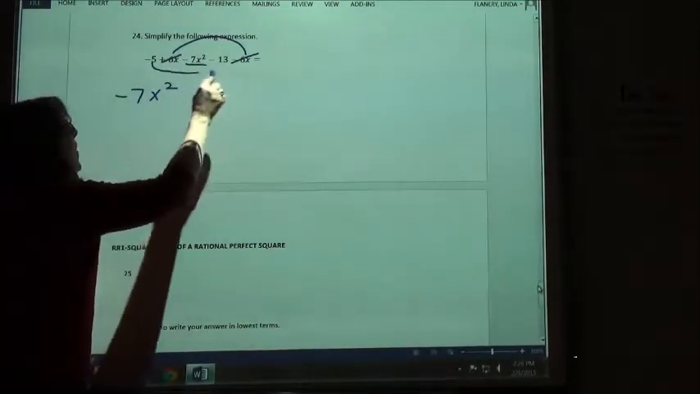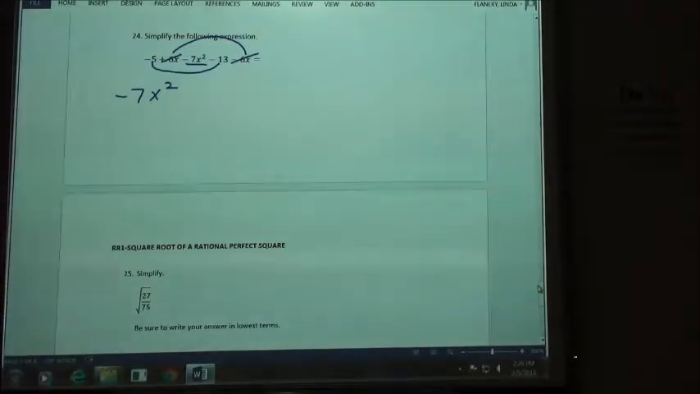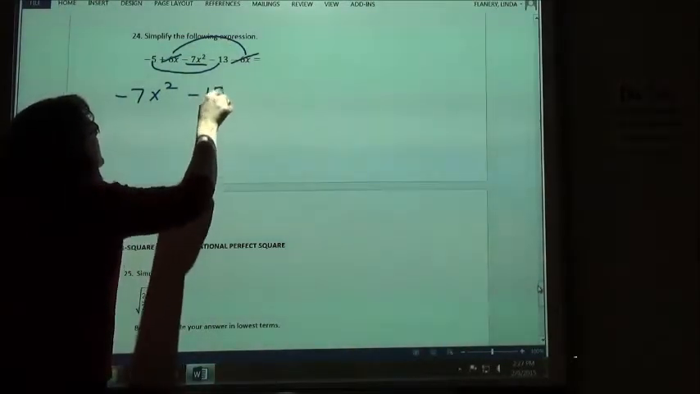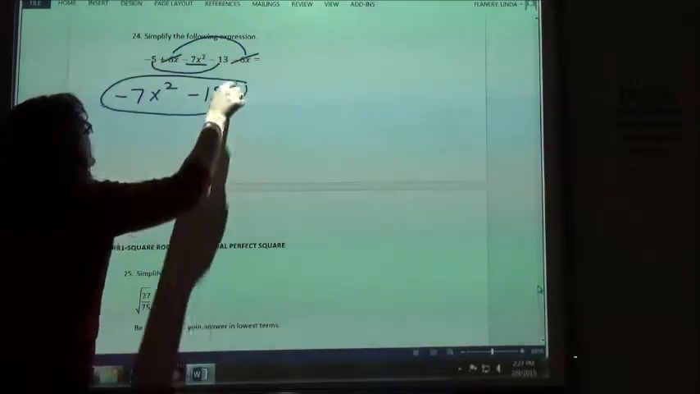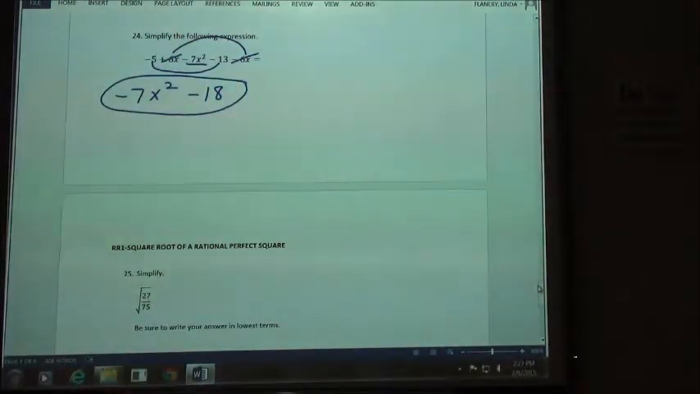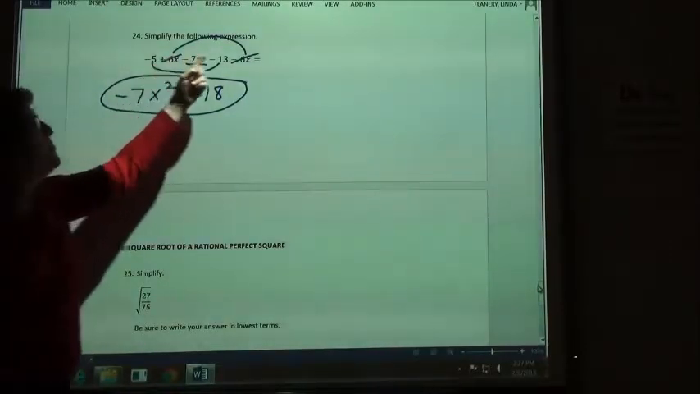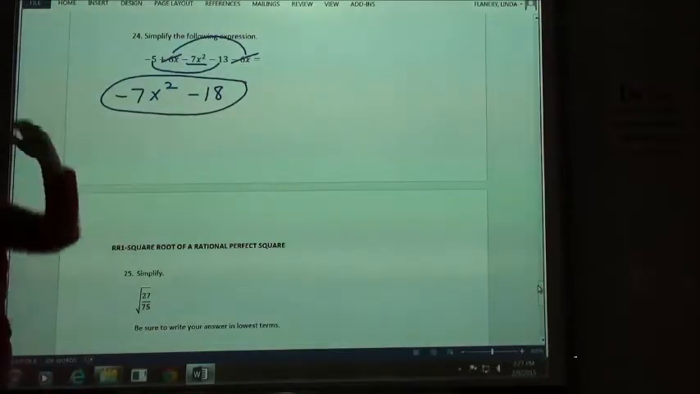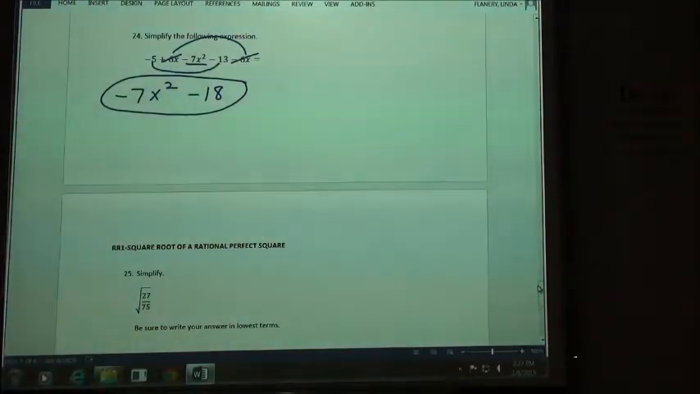Then I've got my numbers. I've got a negative 5 and a negative 13. My signs are the same. I add and keep the signs, so I get negative 18. So negative 7x squared minus 18 is going to be my answer. So keep in mind when you have opposites, 6x minus 6x and you get 0, you just don't write it down. There's nothing there.